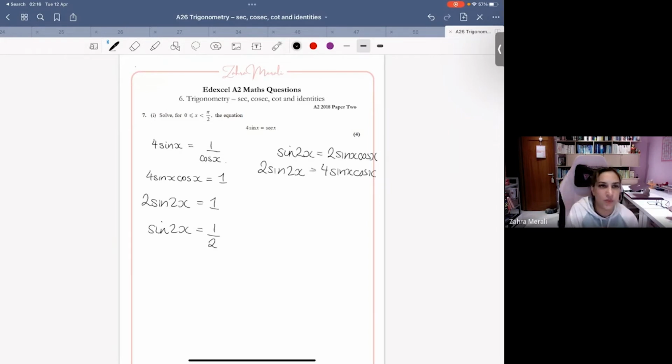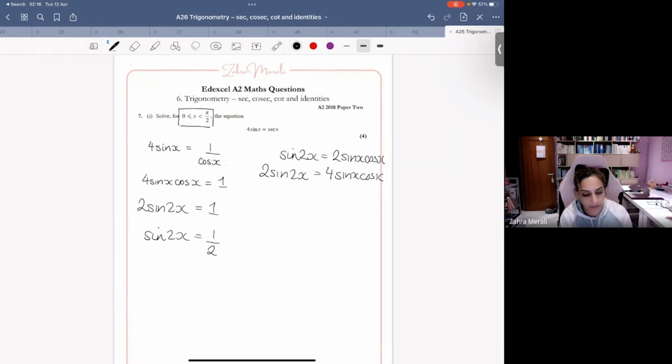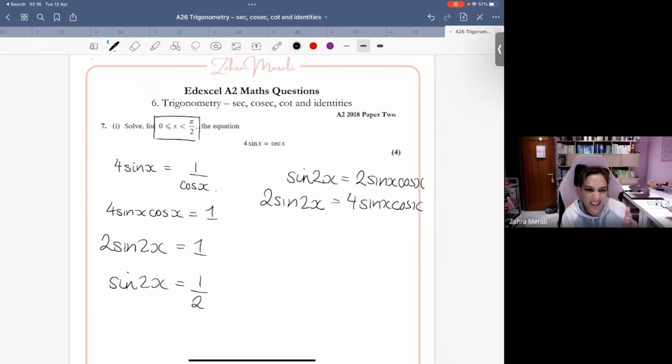And then we look at what our range is. And if we can see, our range is in radians. So it's between 0 and pi by 2. Now remember, pi by 2 is 90. So we want a range for 2x. So that means 2x must be between 0 and pi, including pi, just 0 and pi.